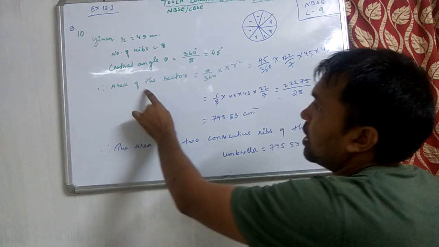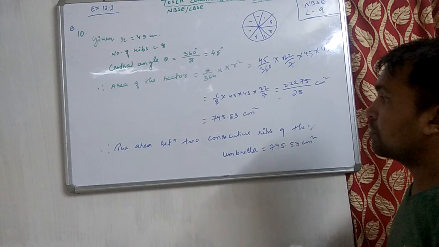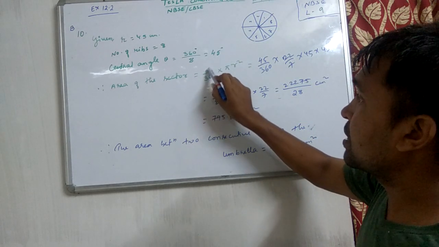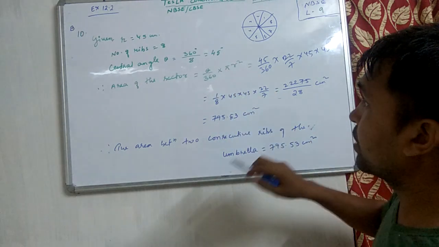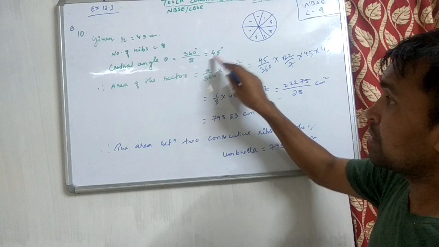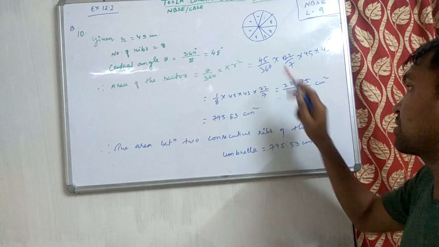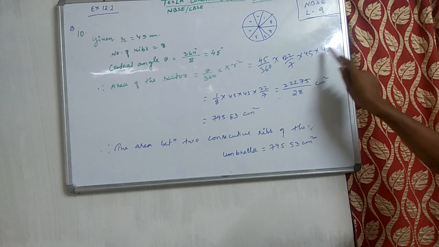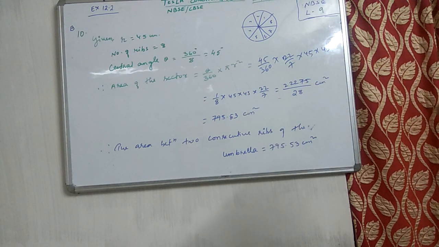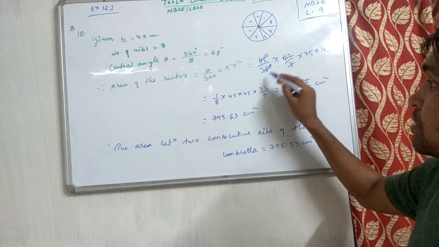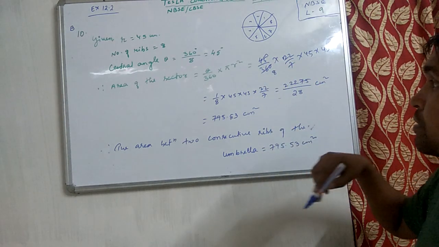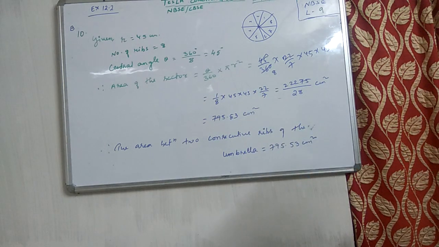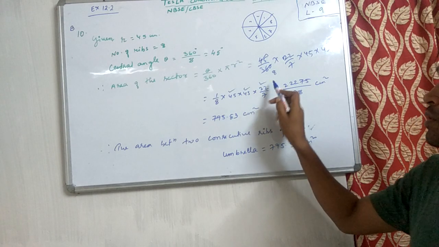Now we are going to find the area of the sector, that is, between two consecutive ribs. The area is theta by 360 into pi r square. Theta is 45 degrees, so we have written 45 by 360 into pi, 22 by 7, and r square, 45 into 45. When we cancel, 45 into 8 is 360, so it comes to 1 by 8 into 45 into 45 into 22 by 7.